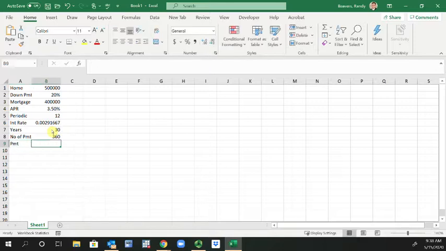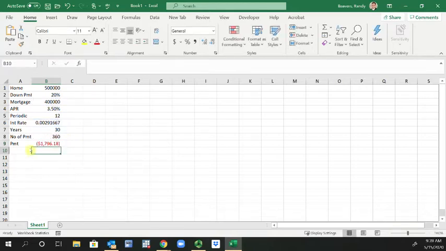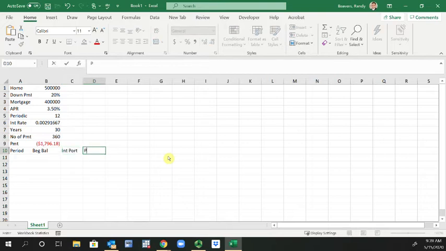So then we actually probably want to know what the payment is. So we use the payment function, put in the rate, number of periods, and then the present value. There's our payment. So now for this, we'll do our period number, the beginning balance, the interest portion, the principal portion, and the ending balance.